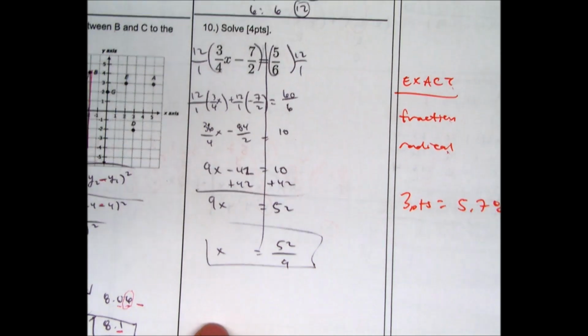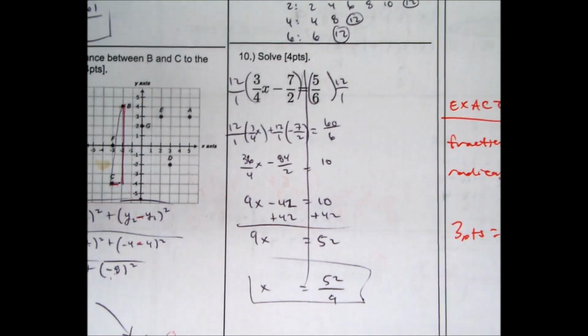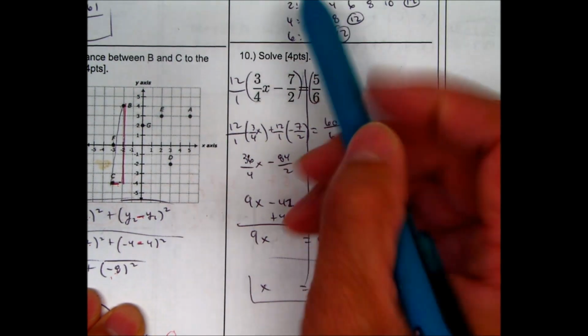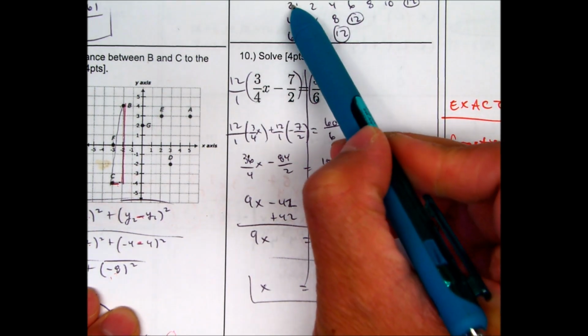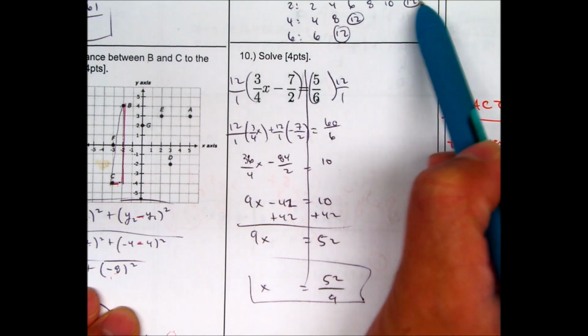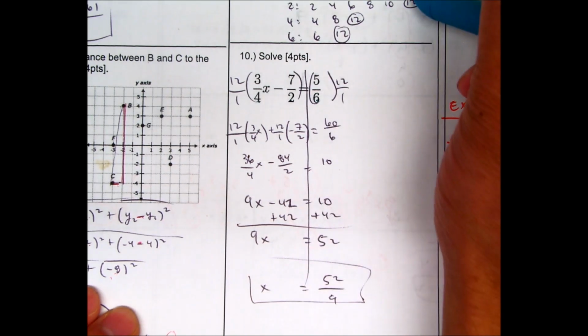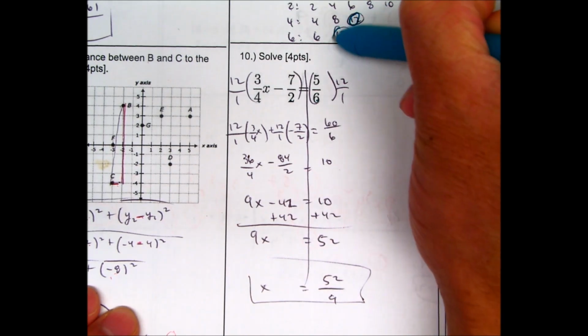Question number 10. In this problem, I have fractions. Here I have fractions with the denominators of 4, 2, and 6. Here I wrote out the multiples of 2, counting by 2, counting by 4, counting by 6. And the number I'm circling here is the lowest common multiple.